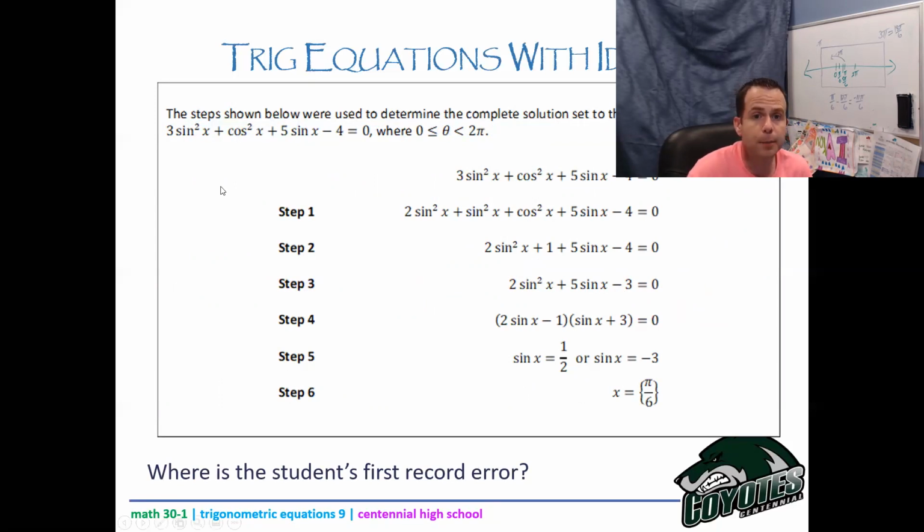I would love it if you paused me at this stage of the game. If you haven't been pausing me, that's good, because I want you guys to try these things on your own. This is a great one where I want you to pause me and see if you can come up with a conclusion.